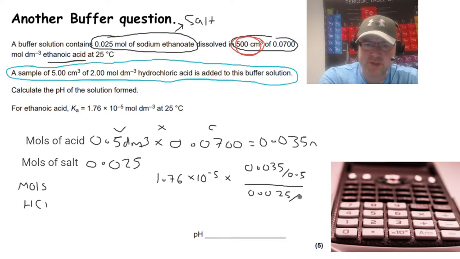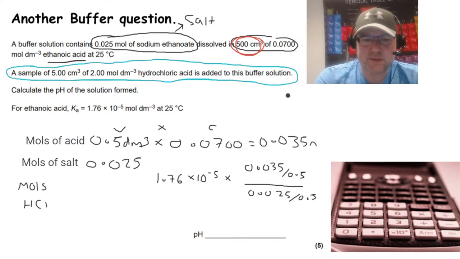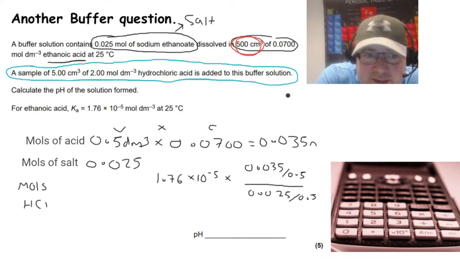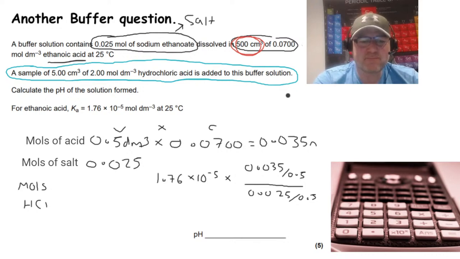0.025 over the concentration. Let's see. 0.035 divided by 0.5 equals that, divided by bracket 0.025 divided by 0.5 close bracket, equals 1.4, times 1.76 times 10 to the minus 5. That is minus 5, isn't it? The Ka. Yep.